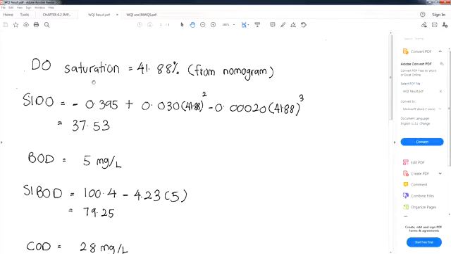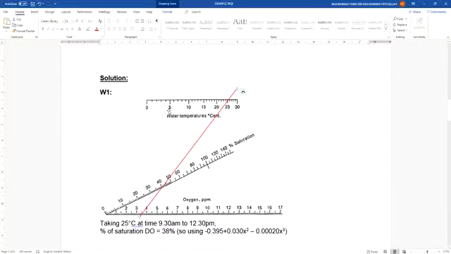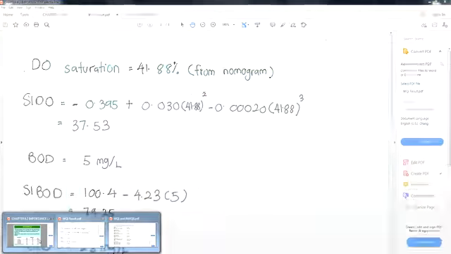So the first one here is the DO saturation, which is equal to 41.88%. We obtain it from the nomogram. So where do we get this 41.88%? The nomogram, normally if this question comes out in a test, will be given. So this is called a nomogram. Okay. So this nomogram can be used to determine the saturation percent of oxygen in your water. Okay, from the oxygen. Okay. So as you can see from here.